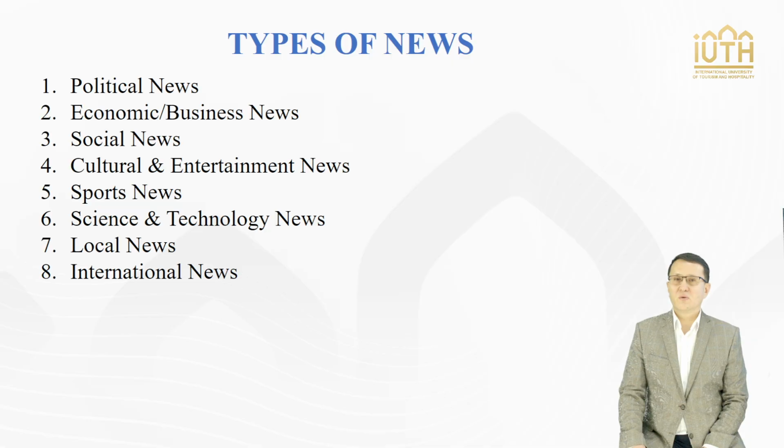Types of news. Here we will consider some types of news. First, political news. Description: covers government, elections, laws, and policies. Second, economic and business news. Description: focuses on economy, trade, markets, and jobs. Third, social news. Description: relates to people's daily lives, society, and communities. Fourth, cultural and entertainment news. Description: about art, music, movies, celebrities. Fifth, sport news. Description: reports on games, competitions, and athletes.